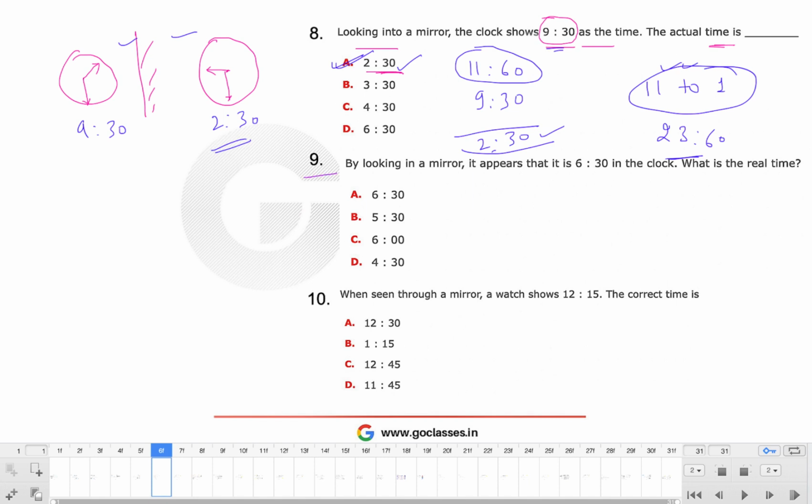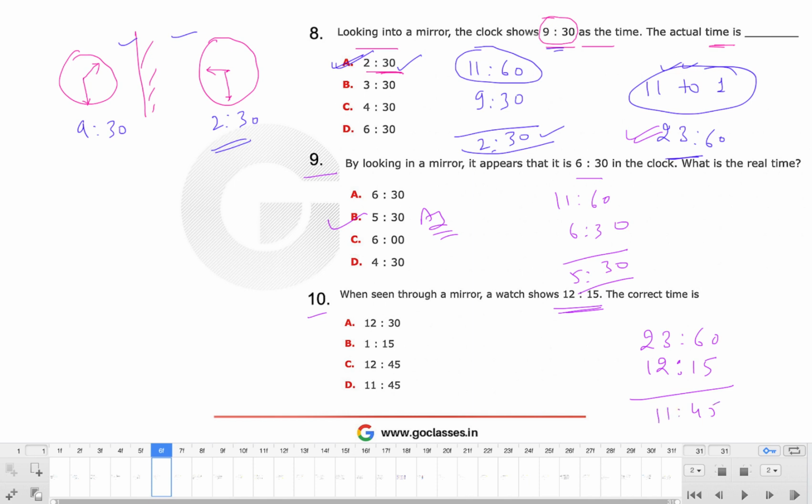Right, next question. By looking into the mirror, it appears that it is 6:30 on the clock. Okay, so 11:60 minus 6:30 will be 5:30. This is the answer. Question number 10. Mirror image shows 12:15. So we have to subtract it from 23:60. It is 11:45. 11:45 is the answer.